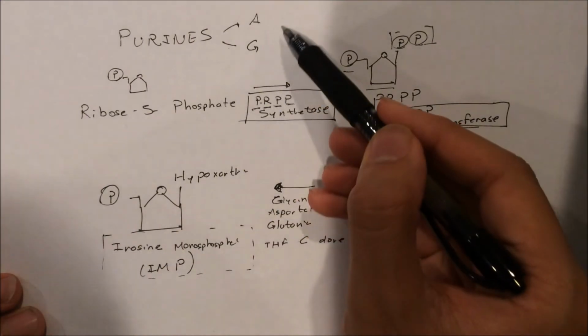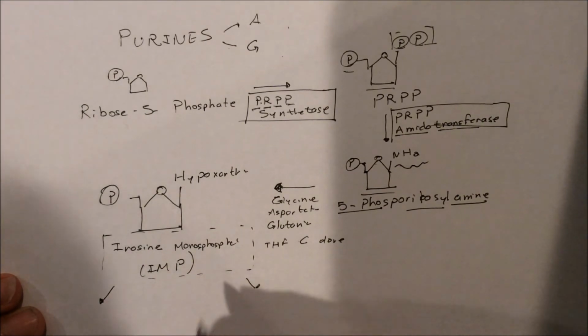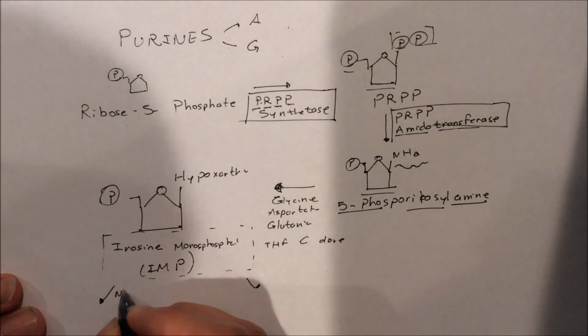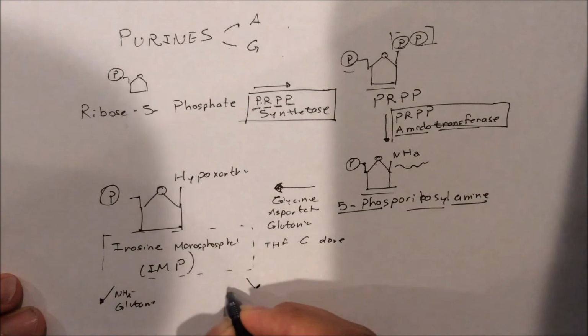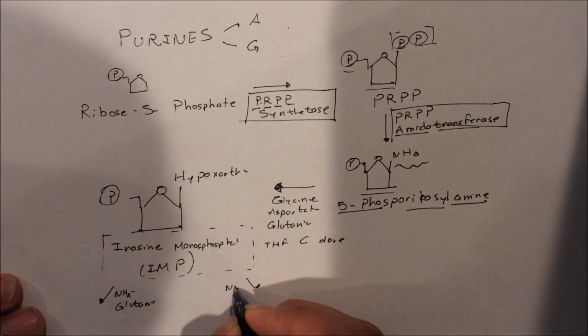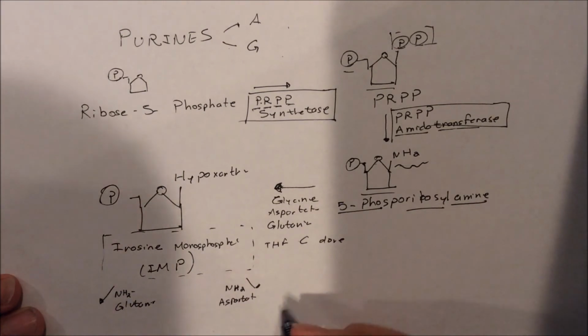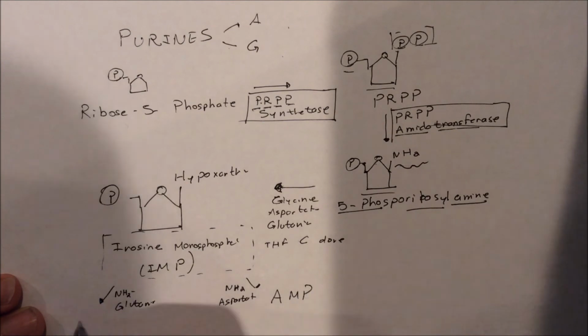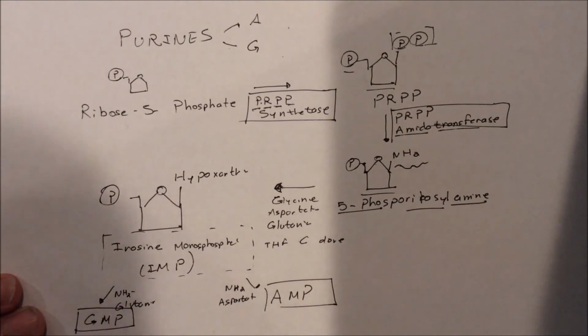But how do we turn this into either adenine or guanine? Well, it can undergo 2 steps. It can either get an amino from glutamine, so let's write NH2 from glutamine, or it can get an NH2 or an amino again from aspartate. If it gets it from aspartate, it turns into adenosine monophosphate. If it gets it from glutamine, it turns into guanosine monophosphate. So this is how we essentially make these two purines. And these purines are the two cyclic heterostructures.